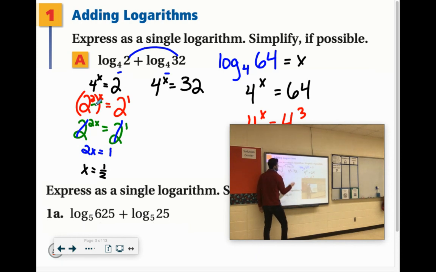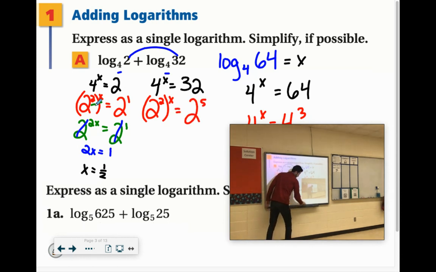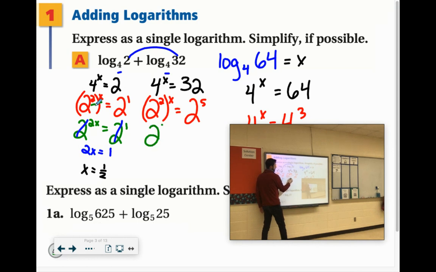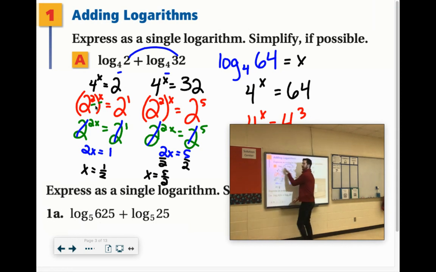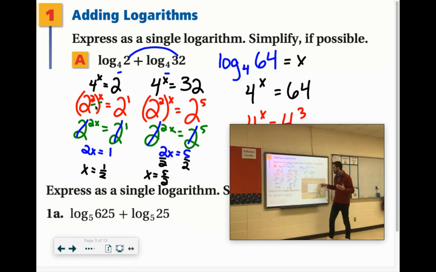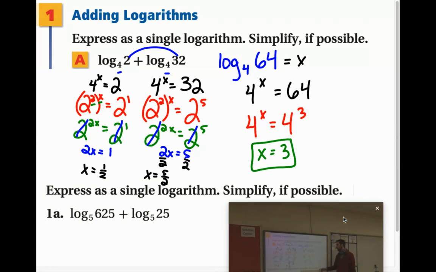You can change the bases. 4 is 2 to the second power. 32 is 2 to the fifth power. So then you'd have 2 to the 2x equals 2 to the fifth. And then you'd have 2x equals 5, and then you divide by 2, and x equals 5 over 2. Now, if you add those together like it had originally, 1/2 plus 5/2 would be 6/2, and 6/2 is 3.